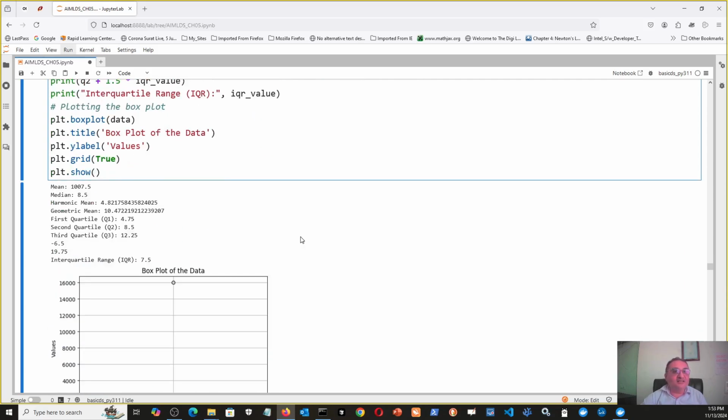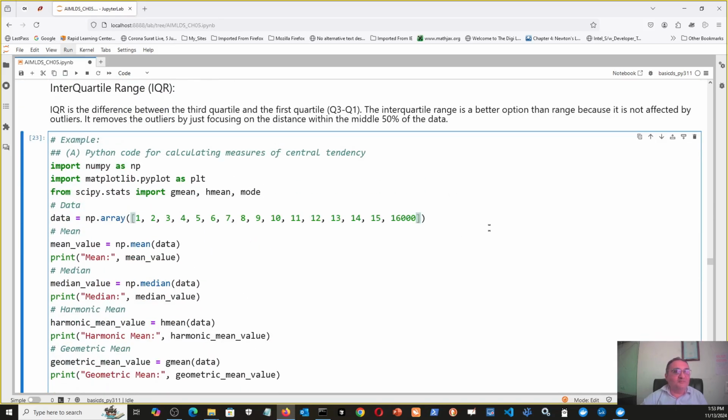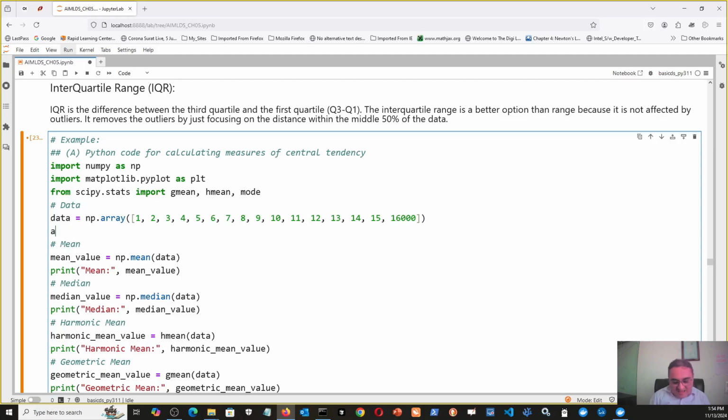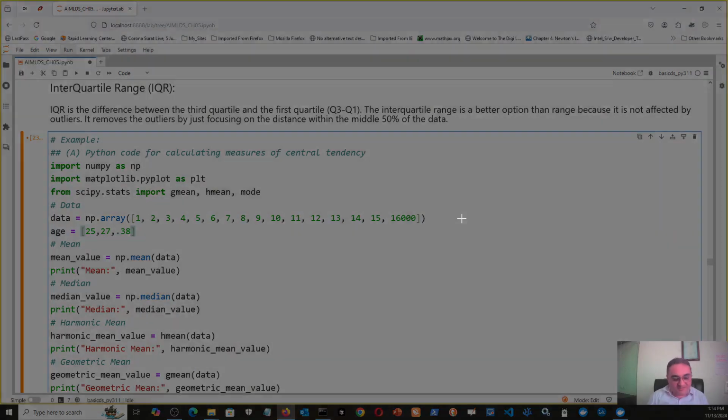However, in certain cases we remove the outlier. For example, suppose some record of age of persons is there, okay, and the ages are written as say 25, 27, 38. I'm just randomly writing the numbers.